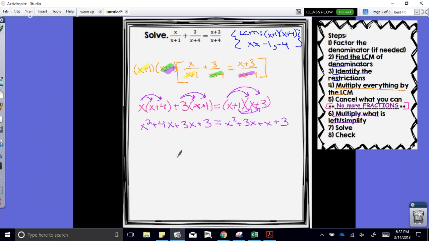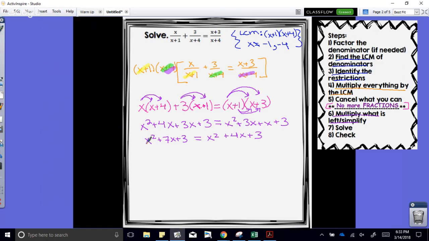Okay, so there's my multiply by what's left, and we're also going to go ahead and simplify. So that means combine like terms. So on the left, I have an x squared, 4x plus 3x gives me 7x, and then plus 3. On the other side, I have an x squared. 3x plus x gives me 4x, and again, I have a plus 3.